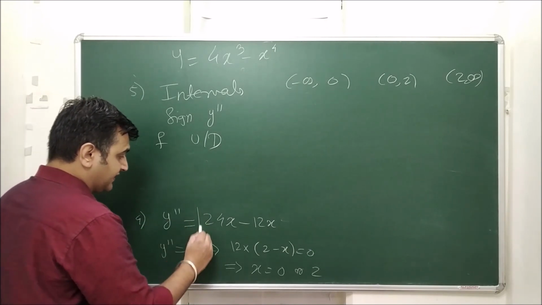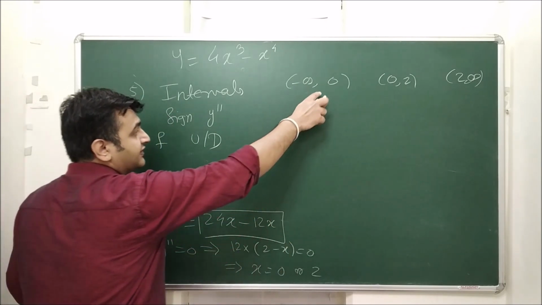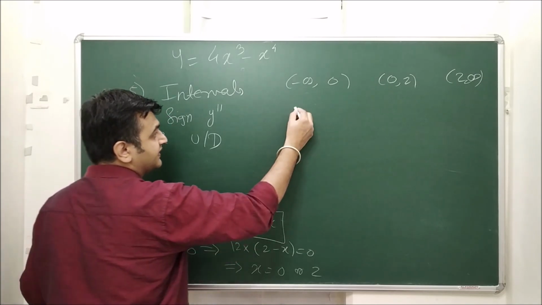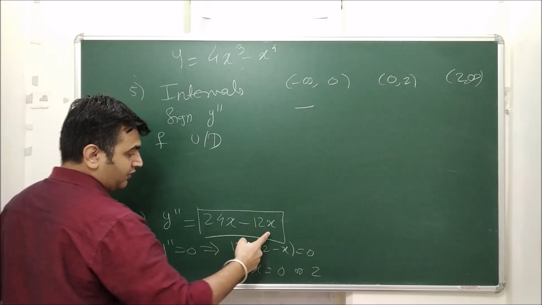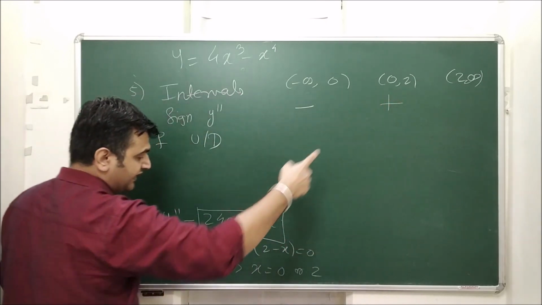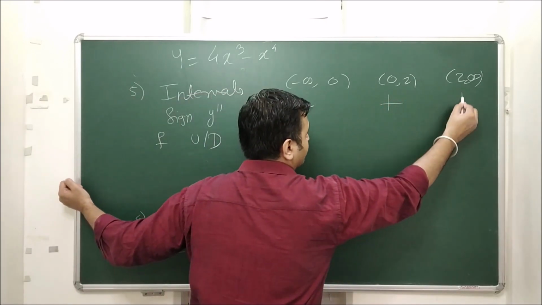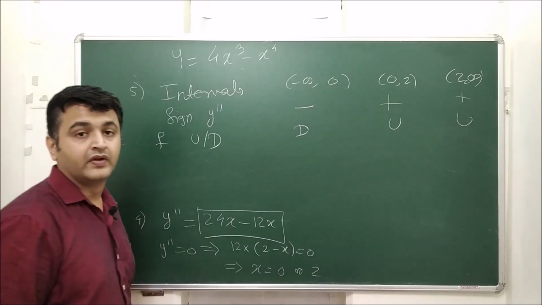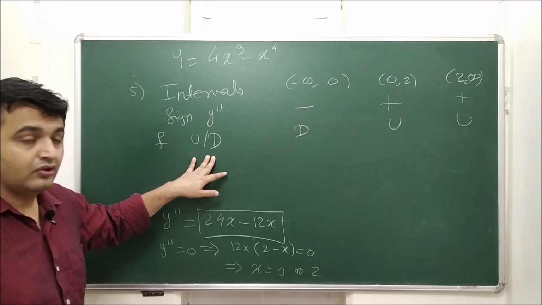Now what is f double dash? This is my f double dash. You take, say, the number minus 1. If I take minus 1, this is minus 24 plus 12, this is negative. You take 1, you get positive. Suppose I take 3, then again I get positive. So it is down, up, up. So this is the table for concavity.